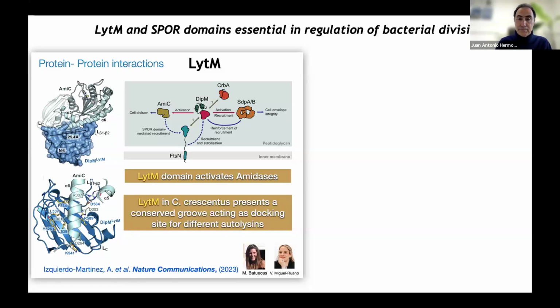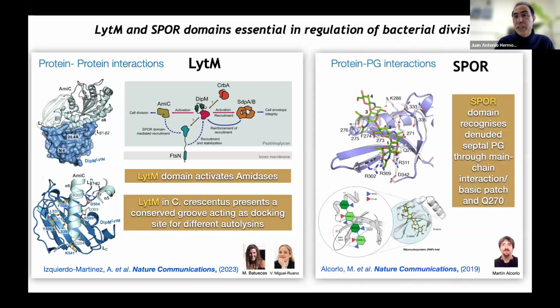Another important domain is the so-called SPOR domain that presents a specific structure allowing recognition of the denuded septal peptidoglycan. This is the peptidoglycan that is produced at the end of the activity of amidases that cleave the peptide stems. So we have seen that through a combination of recognition of main chain interactions and specific basic patches located in the binding site, these SPOR domains are able to specifically recognize the new receptor peptidoglycan that is only produced during cell division.